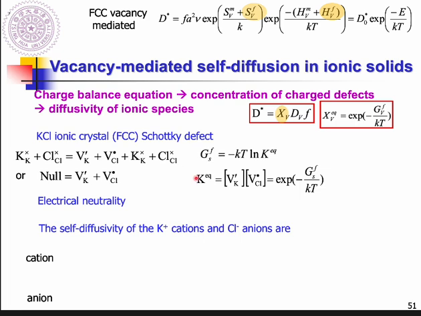Let's do a quick review for the vacancy-mediated self-diffusion in ionic solid materials. And the type of vacancy formation will be the Schottky defect. So as we mentioned before, if there were a Schottky defect formed inside potassium chloride ionic solid materials, then you can formulate these reactions.